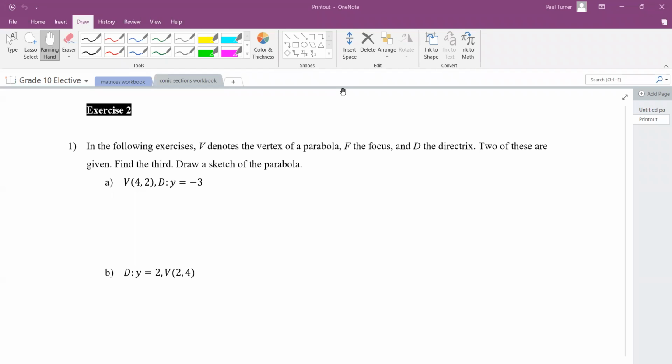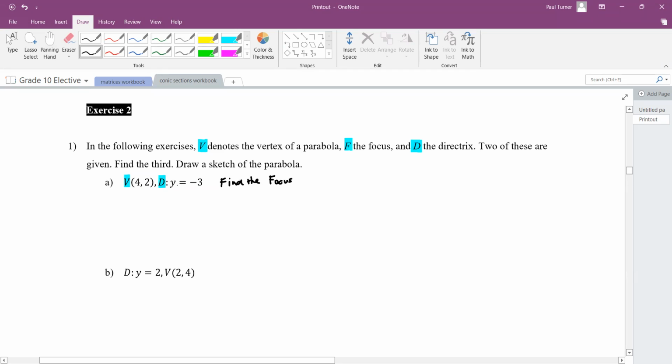Right, so in exercise 2, we have the following exercises. V denotes the vertex of the parabola, F is the focus, and D is the directrix. Two of these are given. Find the third one. So in this case, we're given the vertex and we're given the directrix. So by default, we need to find the focal point. So find the focus.